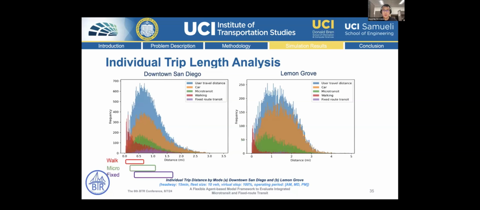Our model could also output the trip length distribution, a trip length analysis for each traveler, because it is an agent-based model. You can see the walking mode might serve relatively short trips, microtransit medium-distance trips, and maybe fixed route transit longer trips. But for the Lemon Grove area, microtransit actually could serve a wide range of trips.